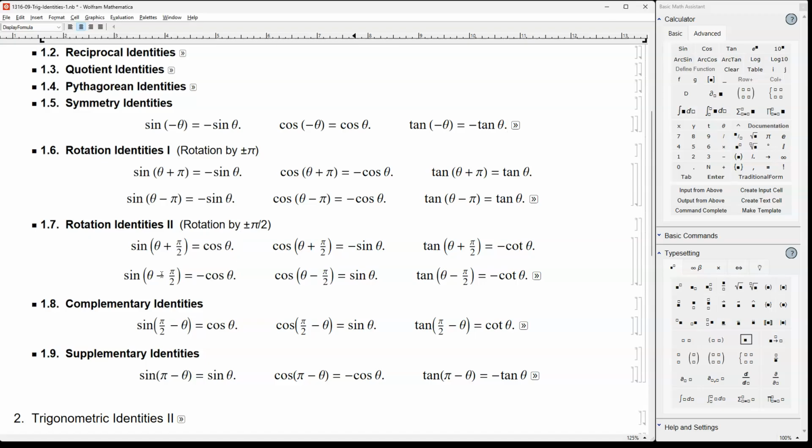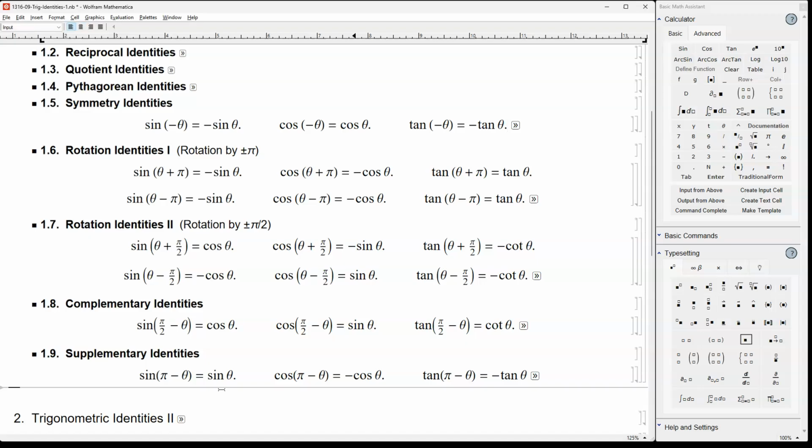And then plus or minus pi over 2 or pi over 2 minus, whenever you have pi over 2 involved, sine becomes cosine, cosine becomes sine, tangent becomes cotangent, cotangent becomes tangent, and then secant becomes cosecant, cosecant becomes secant. Basically, trig functions become cofunctions and vice versa. That's what this pi over 2 is doing. Plus or minus, you'll have to figure those out individually.